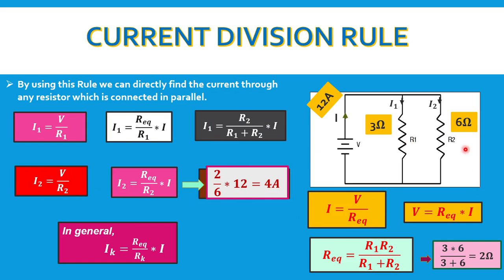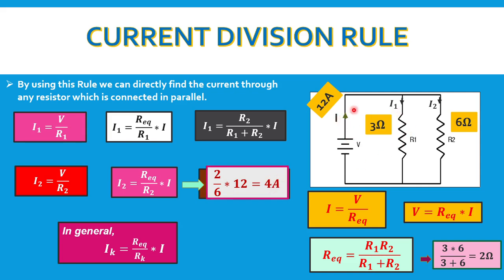Now the value of the current I2. So I2 is equal to what? R equivalent upon R2 into I. R equivalent is nothing but 2, we have calculated here. So 2 is in the numerator, upon the value of R2, which is 6 ohm. So 2 by 6 into the current, which is 12 ampere. So 6 into 2 times 12, so 2 into 2 is equal to 4 ampere. Okay. So we got I1 is equal to 8 ampere and I2 is equal to 4 ampere.